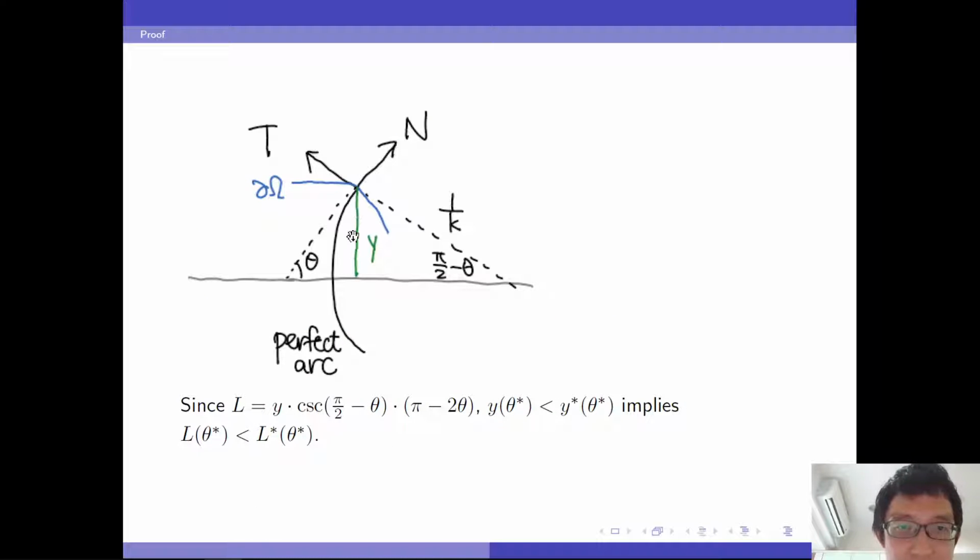Looking at this picture, we have the relation between y and the length of the perfect arc we want to estimate. From the picture, we can see that the length of the perfect arc equals y times cosecant of pi over 2 minus theta, which is the radius of the perfect arc. Multiplying this by the spanning angle, which is pi minus 2 theta, we get L. Therefore, y of theta star less than y star of theta star implies that L of theta star is less than L star of theta star. And this completes the proof of the lemma.